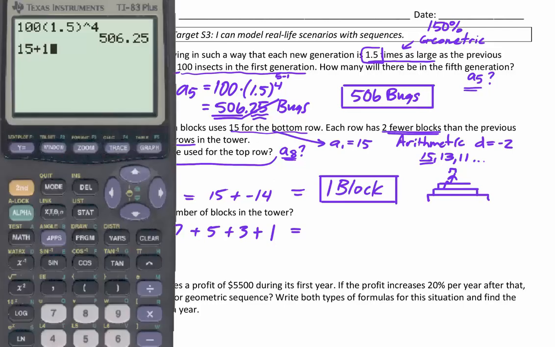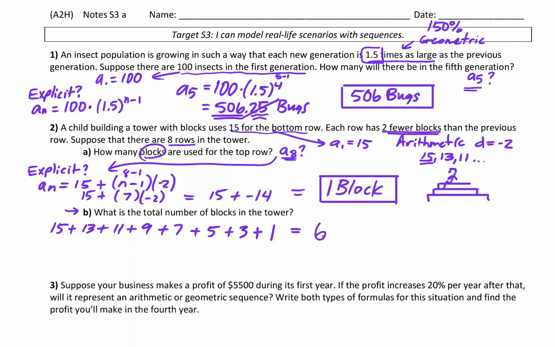So here we go on the calculator side of things: 15 plus 13 plus 11 plus 9 plus 7 plus 5 plus 3 plus 1. We should end up with 64 blocks. And it would be good in this situation to say that this is the total amount of blocks, which is a little bit different. The answer before was the number in the top row.